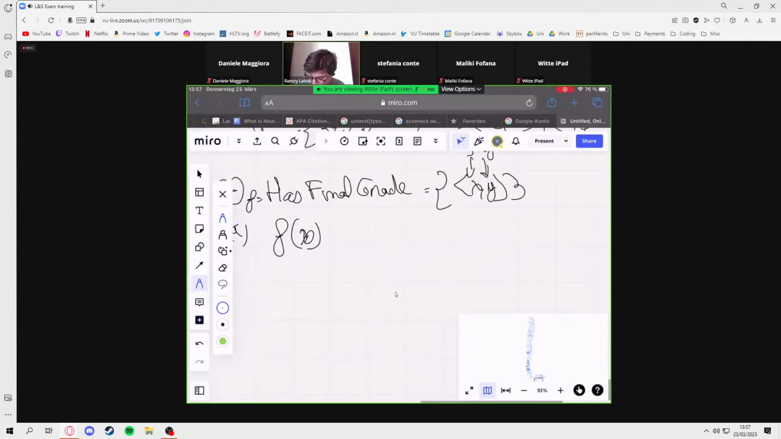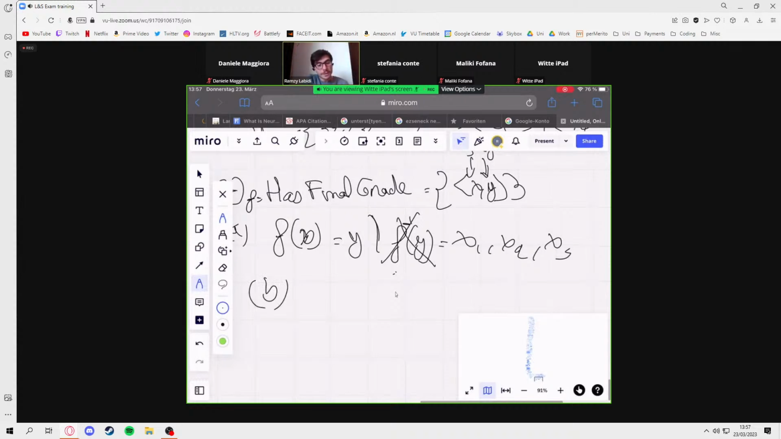Yes. So for each f of x, there is a y. However, for f complement of y, there isn't one x because there are multiple students, x1, x2, x3. Therefore, this is not a function. All right, let's go to B.